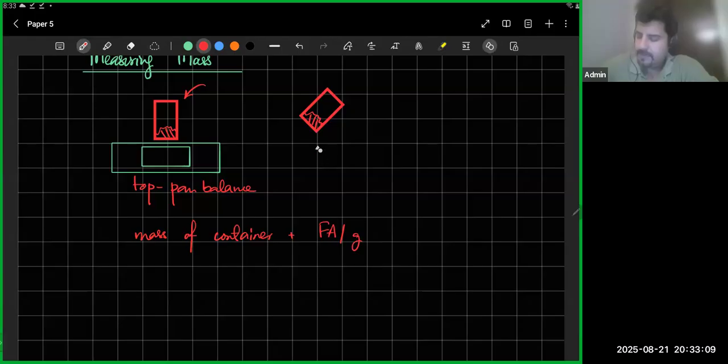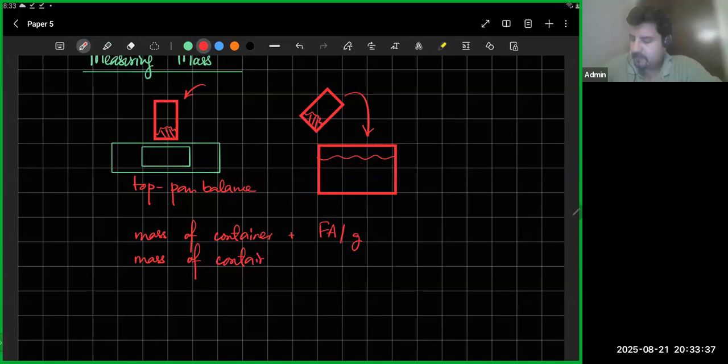So here, let's say there's a beaker which has an acid, and you've poured it into the solution and you've done a reaction. So now the container would be empty, except there would be some residue still left over here. So the next reading that you're going to take is the mass of container plus residual whatever substance you're trying to measure. That's the second reading.